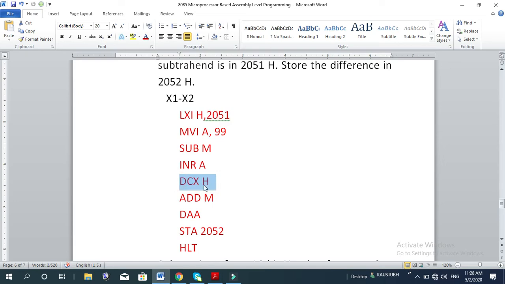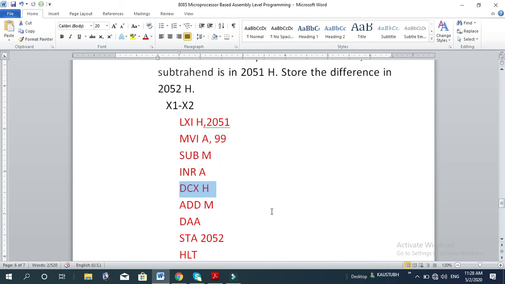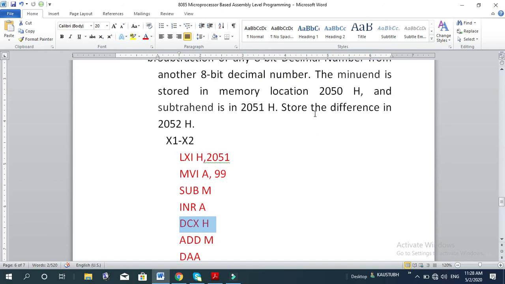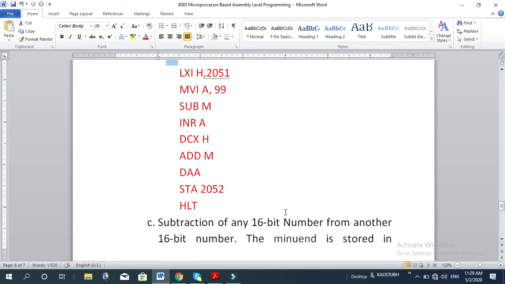So now what is my M? M is the memory location whose address is currently specified in HL register pair. So what is the HL register pair currently holding? 2050. Now what is my 2050? 2050 is my memory location for the minuend, that is x1 is now in 2050. So at this point M becomes 2050.